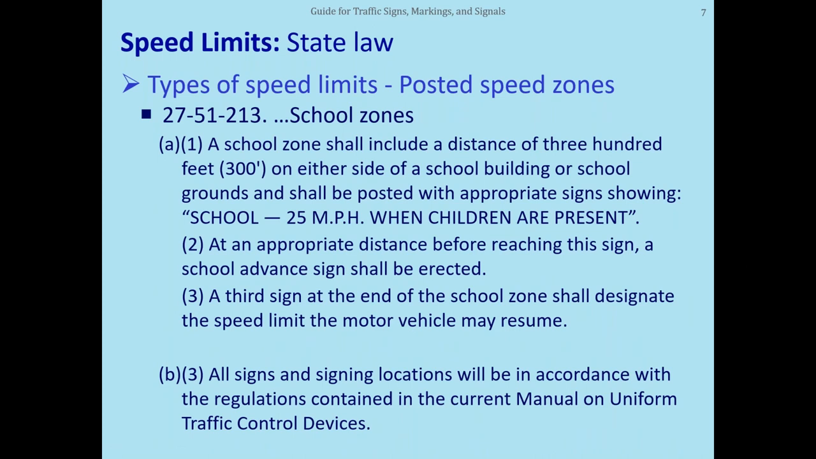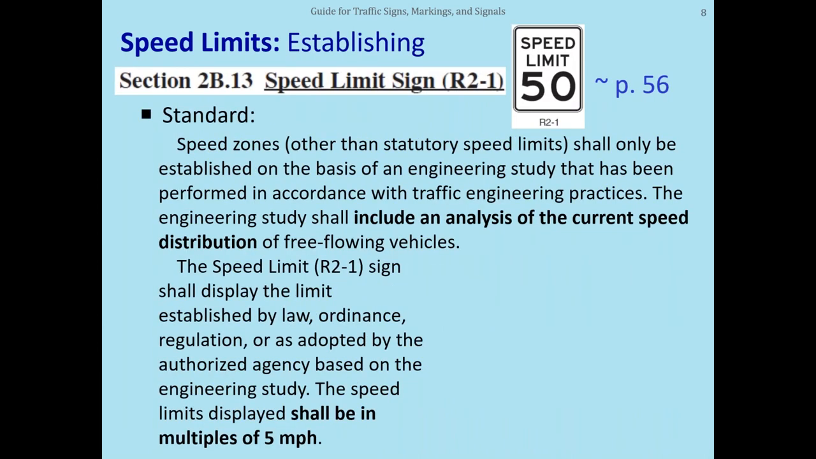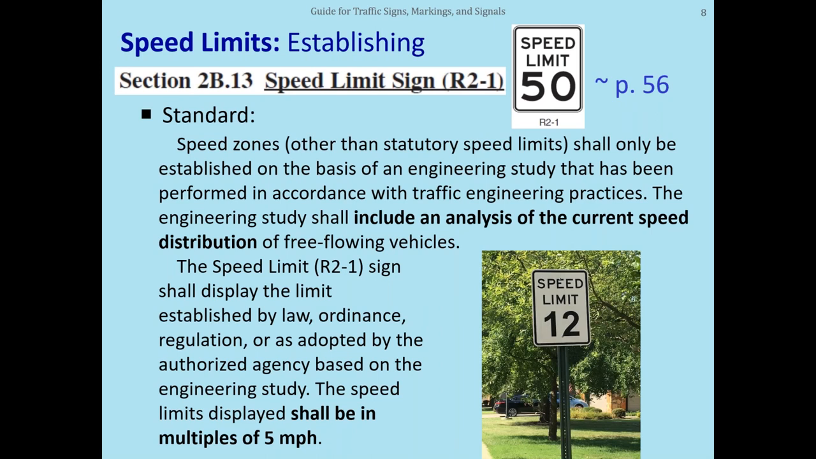For school zones, Arkansas law spells out and defines the practice. Again, it is supposed to be done in accordance with what's in the MUTCD. Establishing a speed limit other than, you might say, the default in the state law, again, requires an engineering study for the change to be done in accordance with law. And speed limits are supposed to be installed in 5 mile an hour increments, not some sort of odd number.